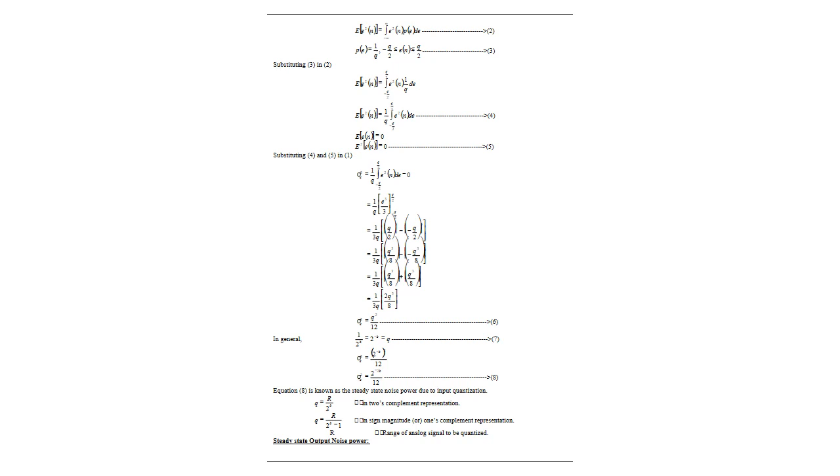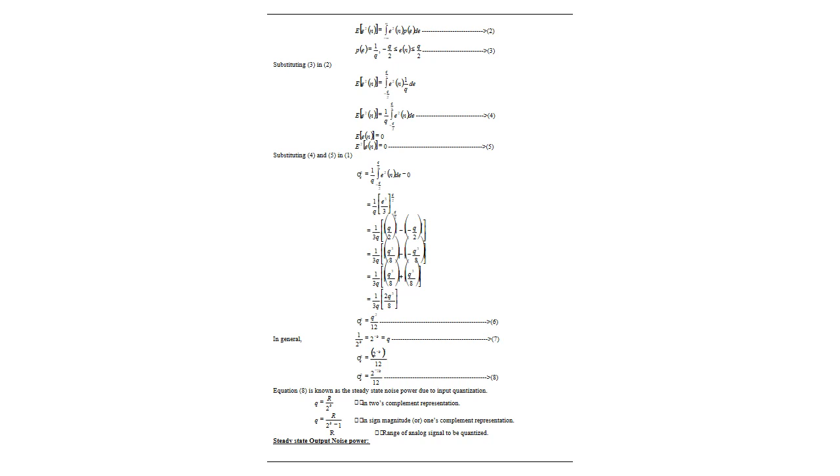So 1 by 2 to the power b, that is 2 to the power minus b, is equal to q. So sigma e squared is equal to 2 to the power minus 2b by 12. This equation 8 is known as the steady state noise power due to the input quantization. Here q is equal to R by 2 to the power b in 2's complement representation, and q is equal to R by 2 to the power b minus 1 in sign magnitude or 1's complement representation. R is the range of the analog signal to the quantizer.